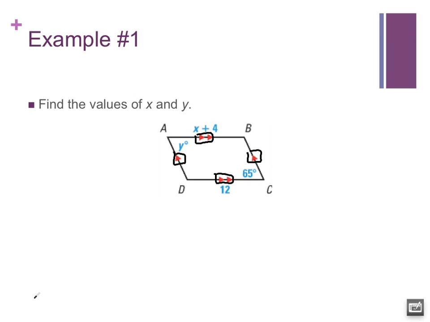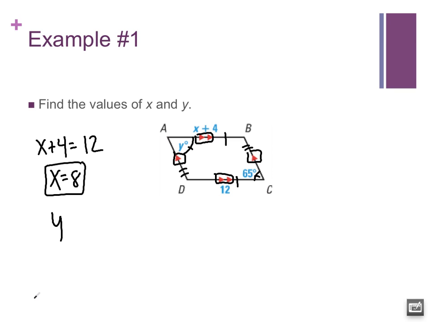Now I need to think, what do I know about a parallelogram? Well, first I know that the opposite sides are congruent. Okay, so that right away is going to help us find x. We have x + 4. AB is congruent to DC, which is 12. If I subtract 4, I get x equals 8. Also, I know that in a parallelogram, the opposite angles are congruent. So right then and there, I know that y is equal to 65. That was it.